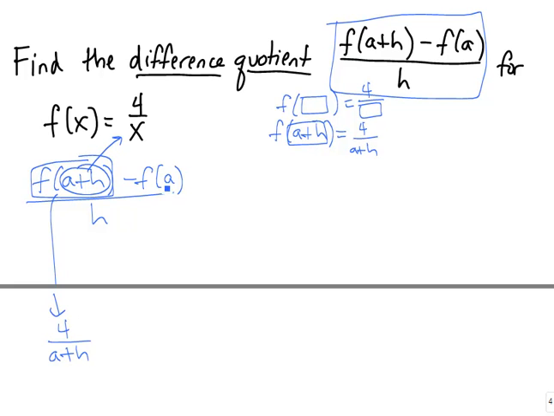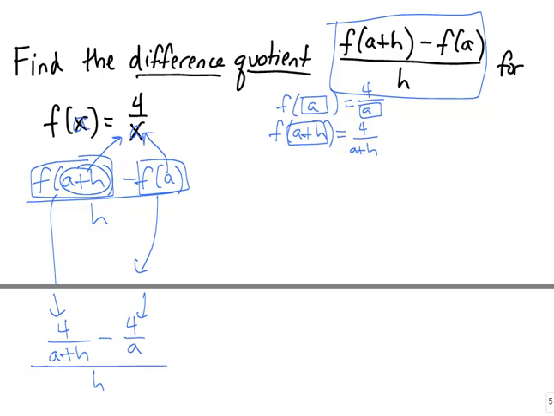Okay, now we need to figure out what f of a is. So all we're going to do is substitute in a inside that box. So f of a, if I change this to an a, the function becomes 4 over a. So we're just substituting in a where that x is. So this is going to give me 4 over a. So f of a plus h was 4 over a plus h. f of a was 4 over a, and we want all of that divided by h.